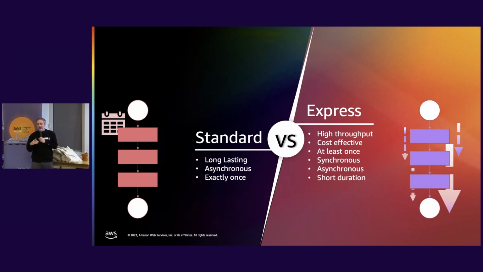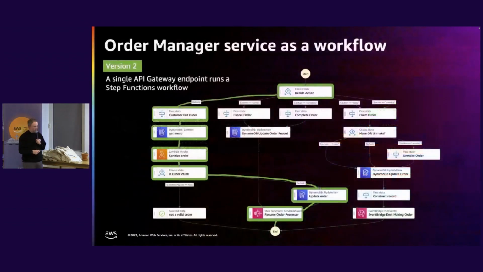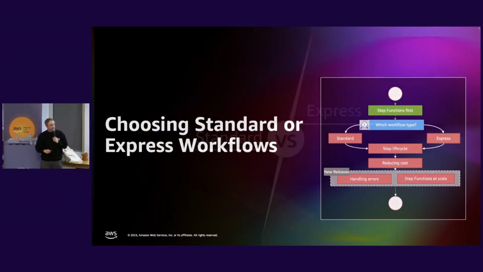Then we've got our express workflow, which has a much higher throughput. It transitions through these steps in single-digit milliseconds normally. It's more cost-effective, totally different billing model. It has an at least once execution, so it can get duplicates. It's synchronous and asynchronous. So you can invoke it with an API call, and that API can hang around and wait for the response and return that, which is why we ran that in the previous slide. This is why we ran it as an express workflow. Faster and synchronous. So that's why we run it that way, essentially.